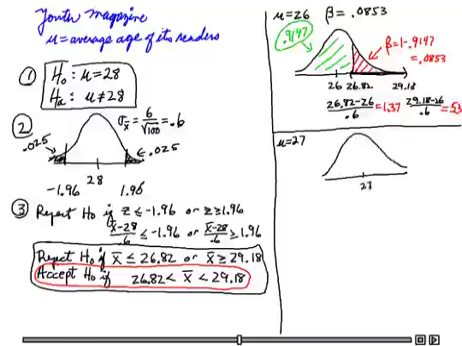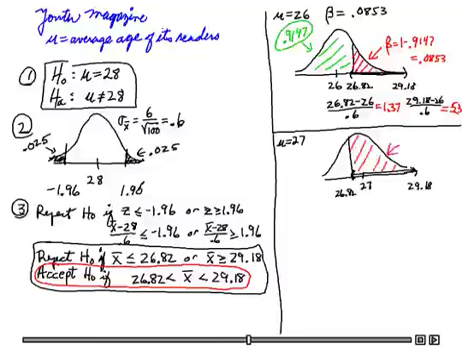what's the chance that I will be in the 26.82 and the 29.18, my X bar would be in this interval? What's the probability of that happening? Well, it's the area under the density function above the interval, so my beta value would be this shaded region here.